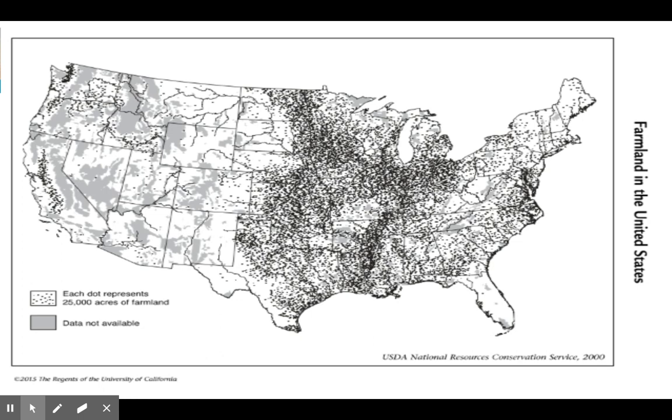Okay, pretty interesting. Okay, notice through here, man, look how peppered that is. Okay, that's the Mississippi River going all the way down to New Orleans, Louisiana. Okay, so pretty cool. So again, each dot, if you read this map here, represents 25,000 acres of farmland.